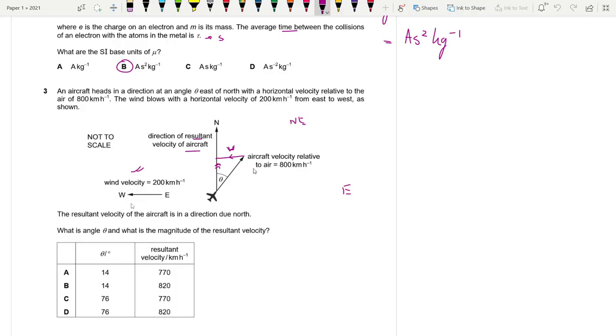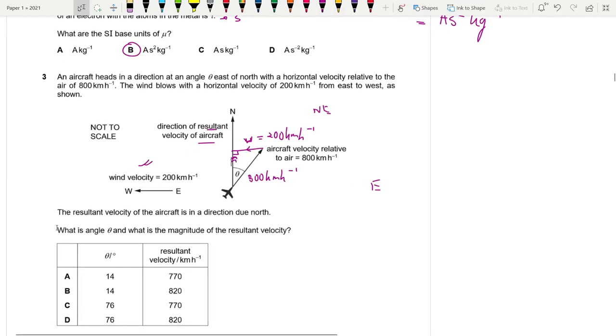the air is actually 800 kilometers per hour. Okay, and this is 200 kilometers per hour. So since it's directly to the north, what can we say about this angle? Isn't it perpendicular or 90 degrees, right? So we can just use Pythagoras theorem to find this out. So we know opposite and hypotenuse. So sine theta is equal to opposite by hypotenuse. 200 by 800, sine inverse, that's 14.5 degrees or 14 degrees.